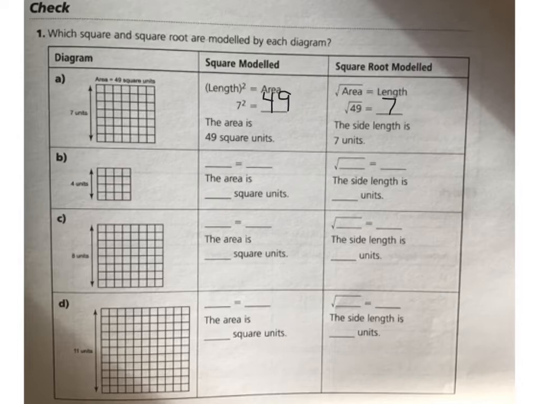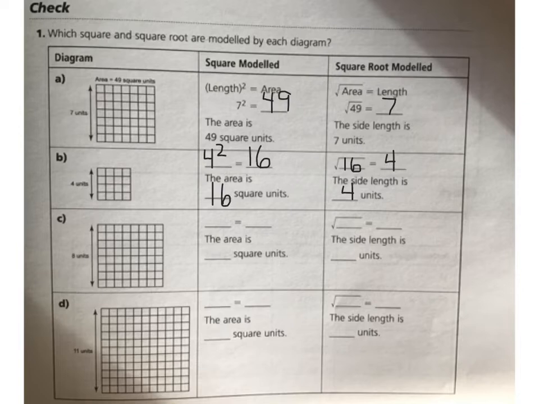Okay, for the next one, I'm looking at finding the area, so that's going to be the side length squared. The side length is 4, so the area would be 16 square units. Then I'm going to use the area to find the length. Working backwards, the square root of 16 is asking the question, what number times itself gives me 16? That would be 4.